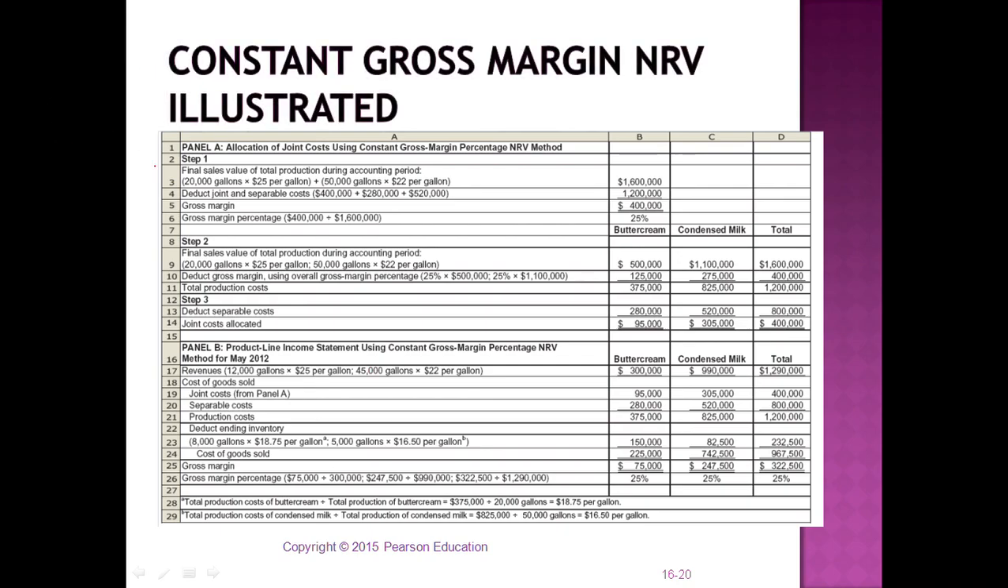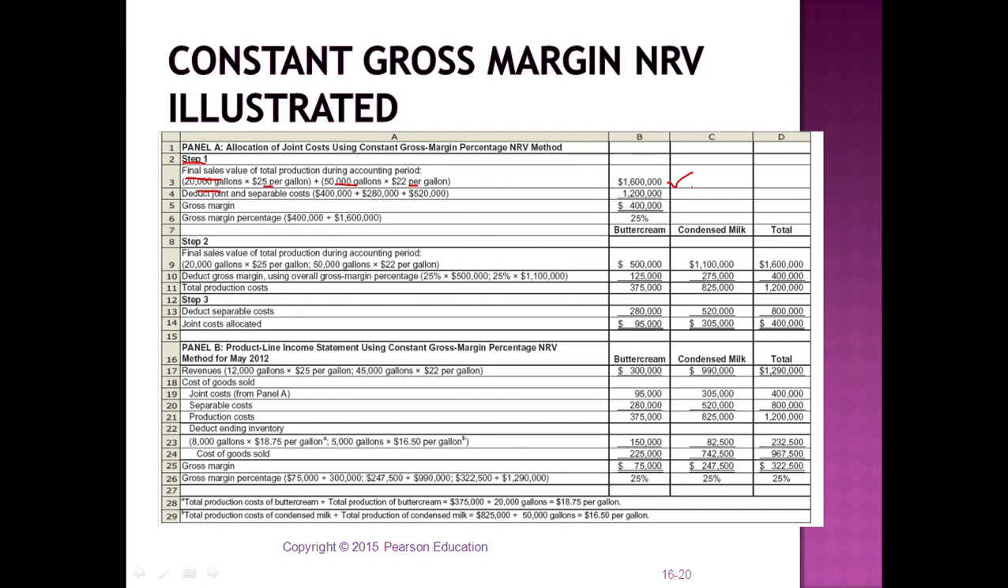So first step, if you can see here, what we do is we want to calculate the total gross margin. So first we calculate the final sales value of all the products during the accounting period. So you know you have two outputs, you have buttercream and you have the condensed milk. So 20,000 gallons into 25 plus 50,000 gallons into 22. So the total sale value is 1,600,000, and minus the separable cost.